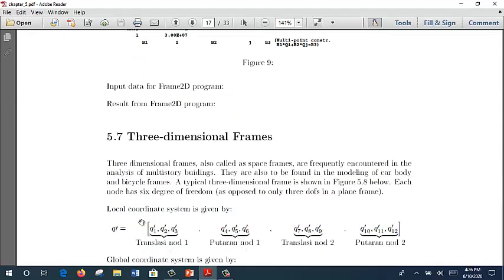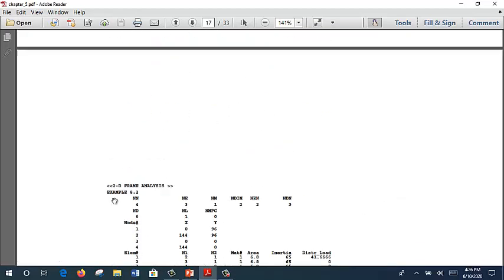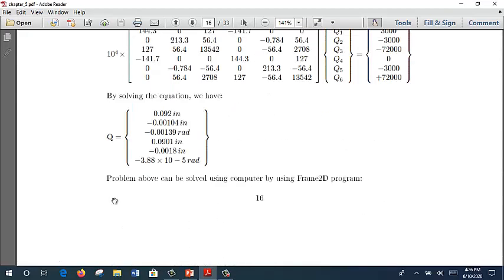The three-dimensional frame will not be covered in this chapter. I think that's all for this topic.